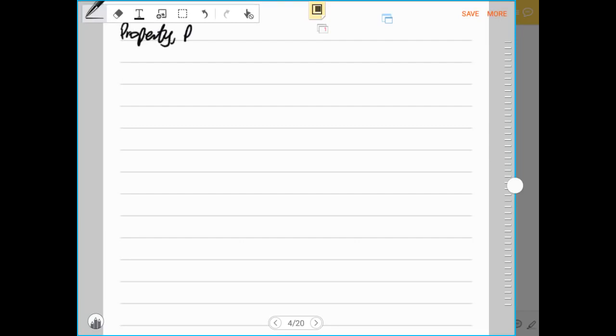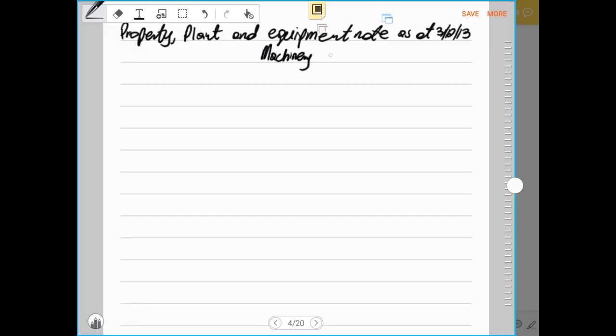Property, plant and equipment note as at 31st of December 2013. Then now we have two columns only for the assets that we have, and the next one will be the total column. The one that we start with is machinery. Another one that we have is vehicles. Another one that we have is the total.